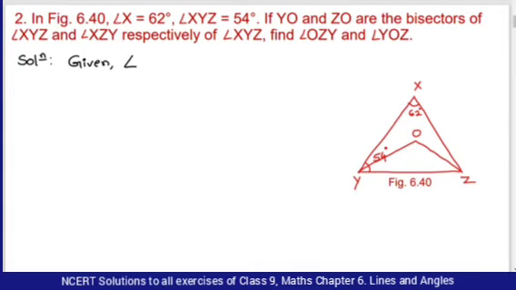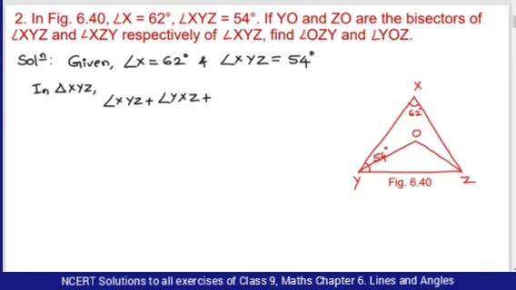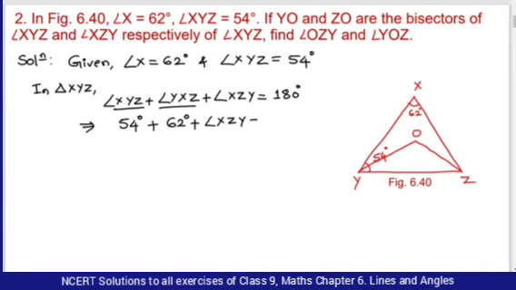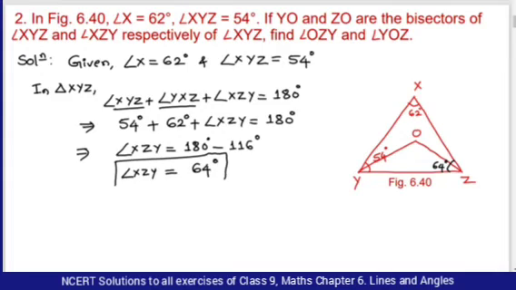Solution. Given that angle X is equal to 62 degrees and angle XYZ is equal to 54 degrees. Now in triangle XYZ, the sum of all the angles in a triangle is 180 degrees. That is, angle XYZ plus angle YXZ plus angle XZY is equal to 180 degrees. So this is 54 degrees plus this is 62 degrees plus angle XZY is equal to 180. Then angle XZY is equal to 180 degrees minus 116 degrees, which is equal to 64 degrees. So we got angle XZY is equal to 64 degrees.